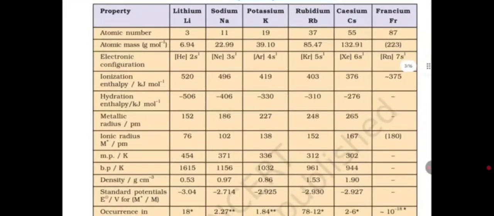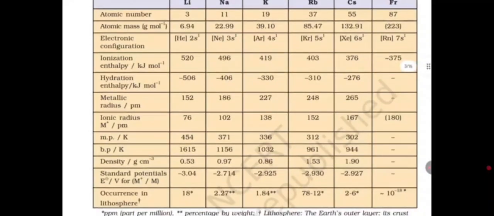Next is cesium, atomic number 55, atomic mass 132.91, electronic configuration xenon 6s1, ionization enthalpy 376, hydration enthalpy minus 276, metallic radius 265, ionic radius 167, melting point 302, boiling point 944, density 1.90, standard potential minus 2.927, occurrence in lithosphere is 2 to 6 picometer.